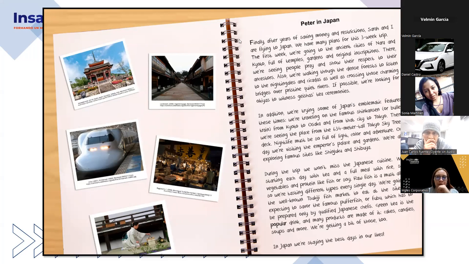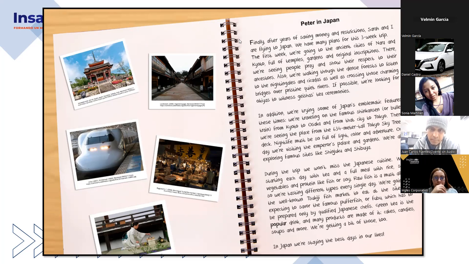Peter in Japan. Finally, after years of saving money and restriction, Sarah and I are flying to Japan. We have many plans for this 3-week trip. The first week, we're going to the ancient cities of Nara and Kyoto, full of temples, gardens, and original inscriptions. There, saint people pray and show their respect to their ancestors.